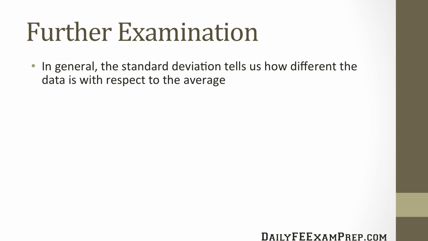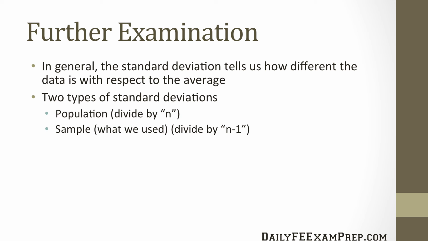So under further examination, in general, the standard deviation tells us, like I mentioned, how different each data point is with respect to the average value of the data set. Okay, and there are actually 2 types of standard deviation. One is the population standard deviation, which is just divided by n, and 2 is the sample standard deviation, which is what we used, where we're dividing by n minus 1.